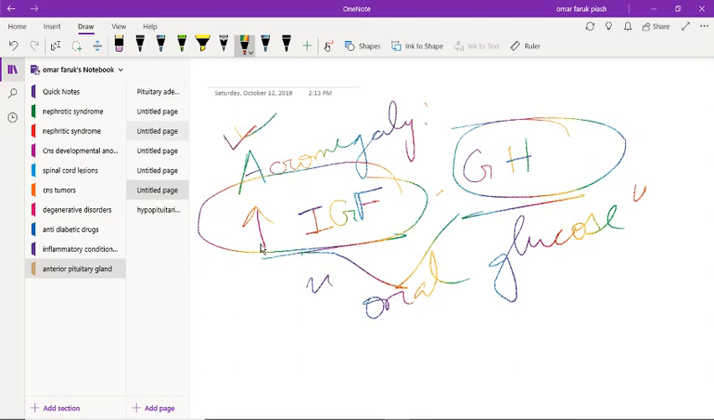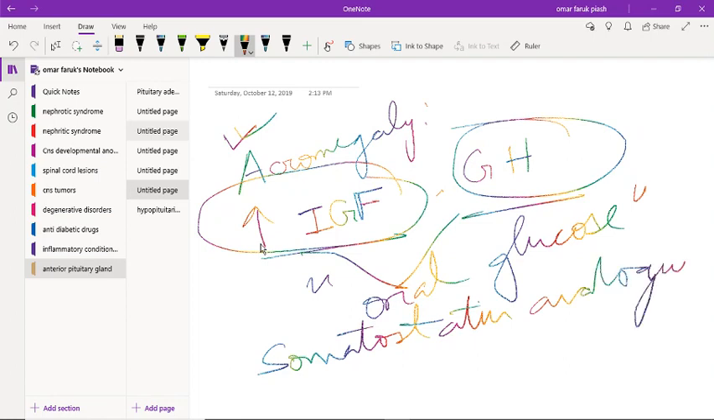Treatment is a somatostatin analog, that is octreotide. And you can use a growth hormone receptor antagonist, that is pegvisomant.